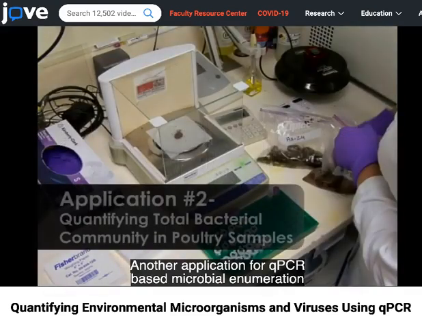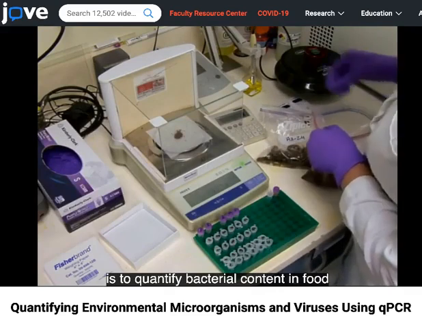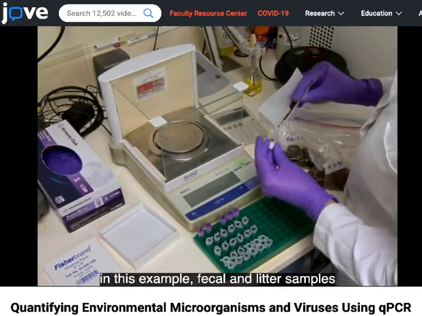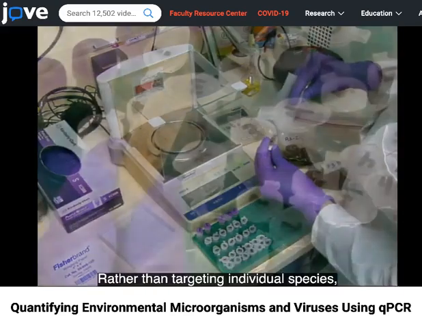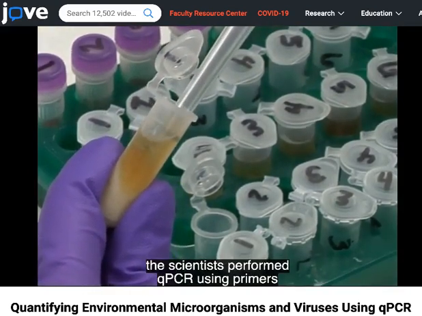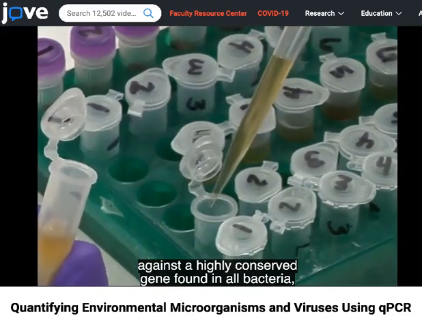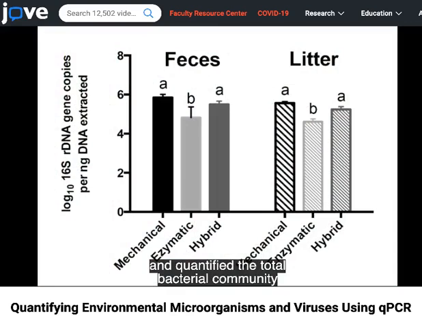Another application for qPCR-based microbial enumeration is to quantify bacterial content in food and agricultural samples. In this example, fecal and litter samples from chicken farms. Rather than targeting individual species, the scientists performed qPCR using primers against a highly conserved gene found in all bacteria, and quantified the total bacterial community found in the samples.